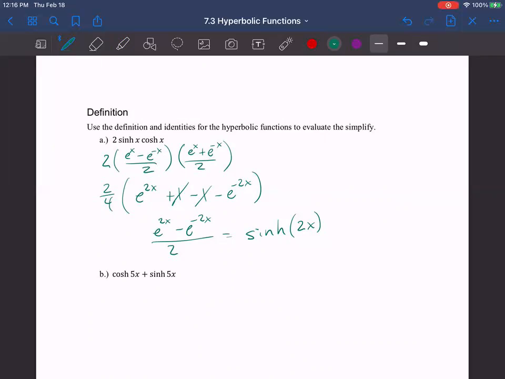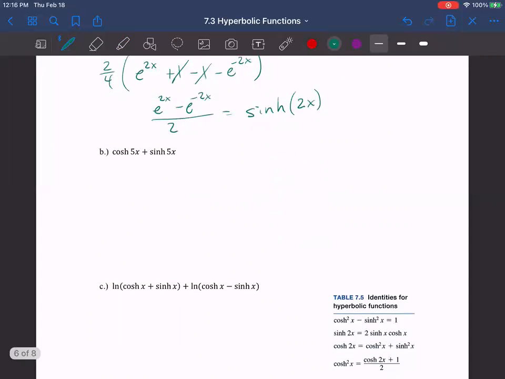Okay, next, cosh of 5x plus sinh of 5x. So tell me, what should I do here? Okay, so for the exponential, what do I write for the exponential of the cosh? There you go. There we go. See how we did that? There you go. And then plus, and then what?